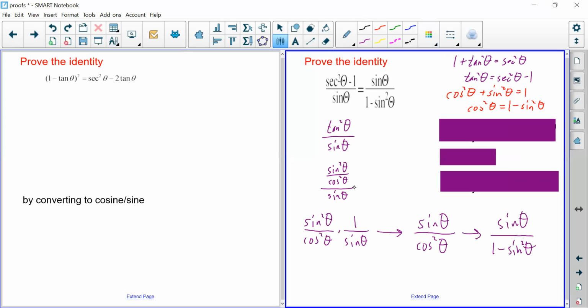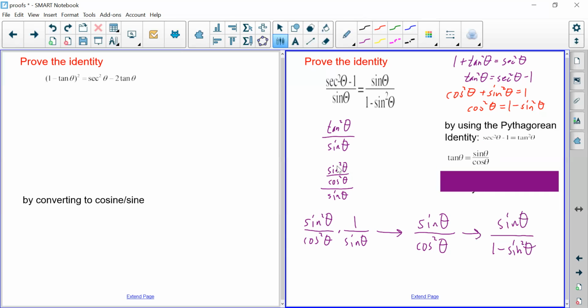So what did I do here? The first thing I did was use a Pythagorean identity, the fact that tangent squared equaled secant squared minus 1. So I replaced secant squared minus 1 with tangent squared. And then what did I do? Recognize that tangent is sine over cosine. So tangent squared must be sine squared over cosine squared.